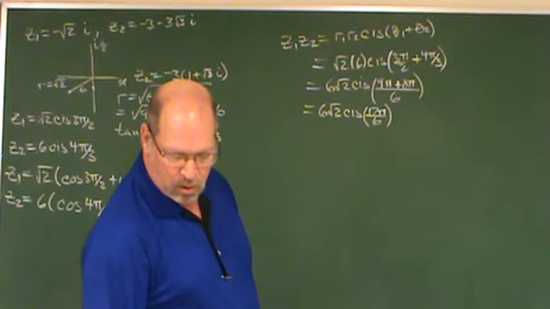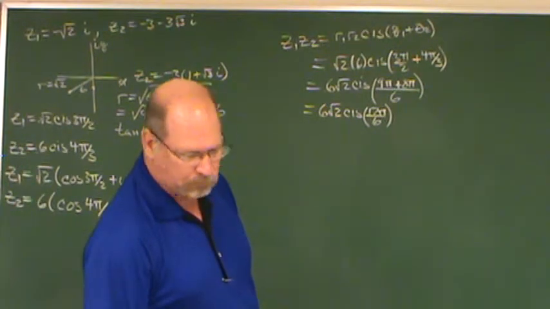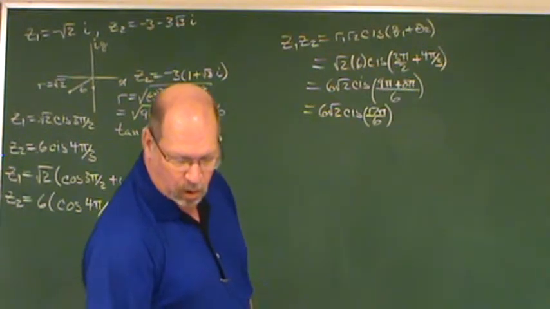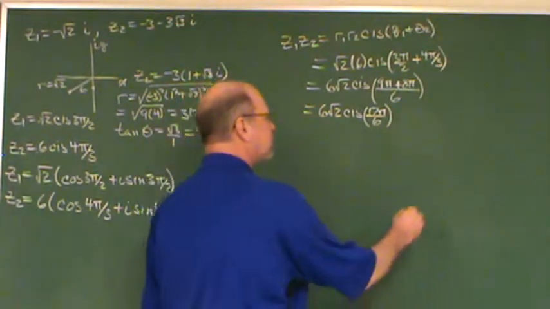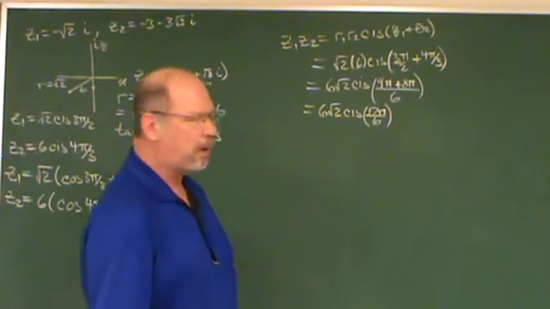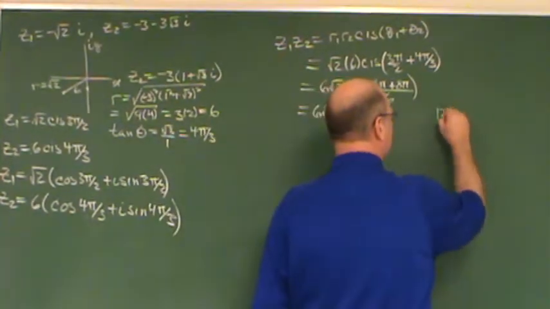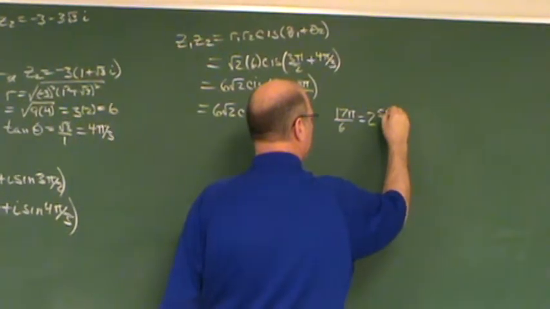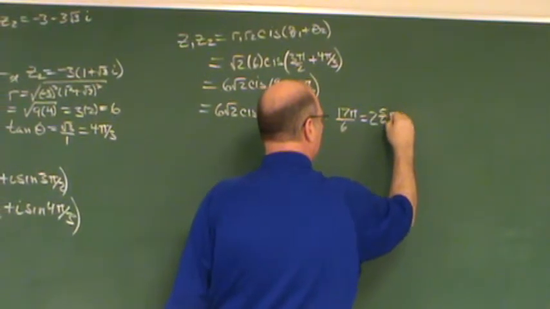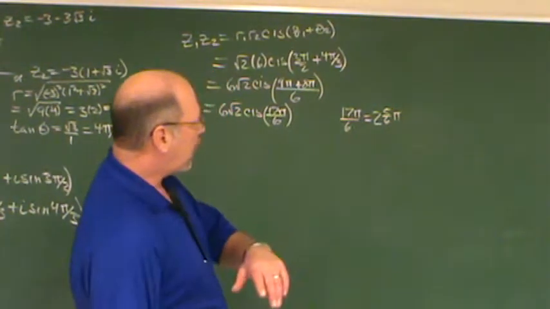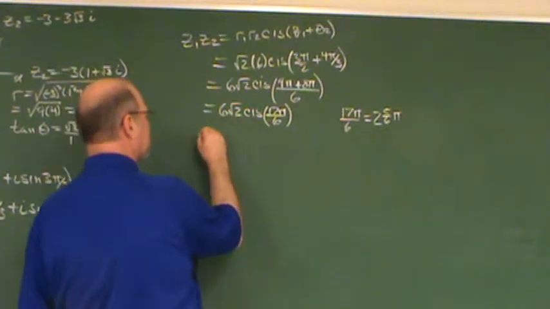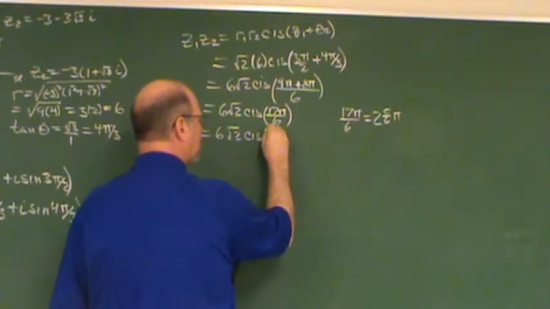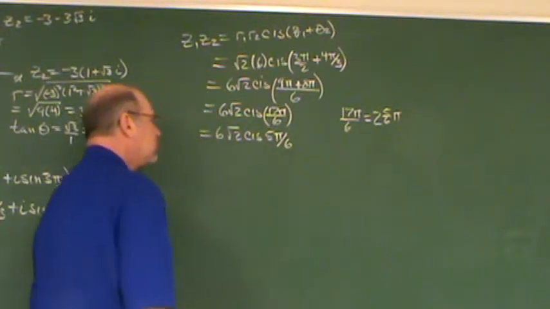Okay? Now, 17 pi over 6, there's some issues with that, because 17 pi over 6 is bigger than 2 pi. If you think about it, 17 pi over 6 is the same thing as 2 and 5/6 times pi. And 2 pi gets us around the circle one time, so this turns into 6 square root of 2 CIS of 5 pi over 6.